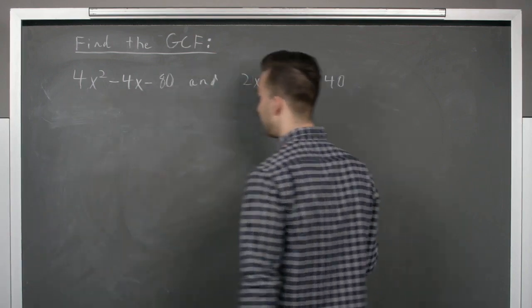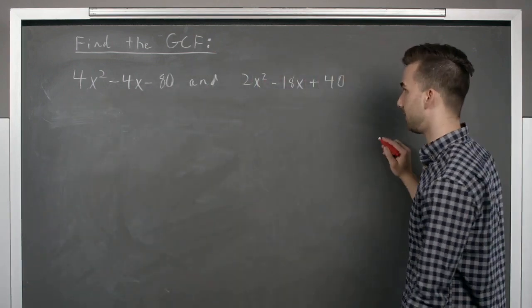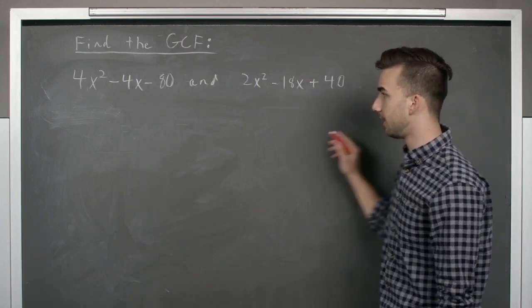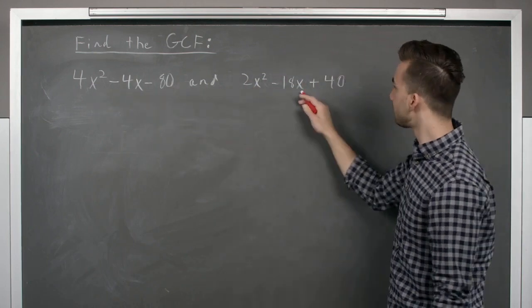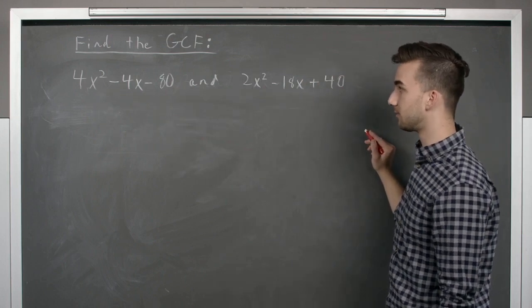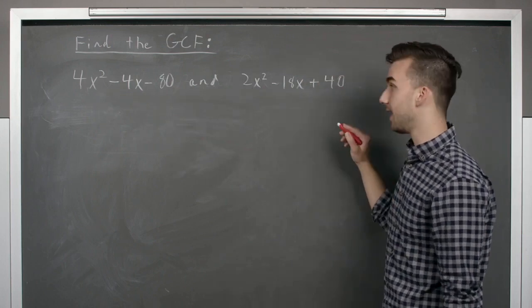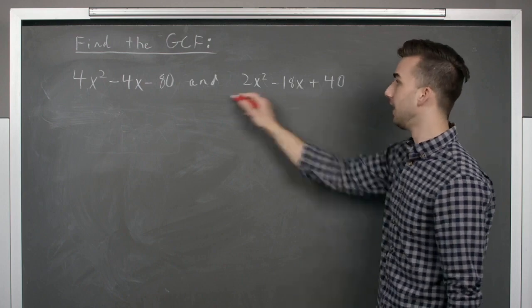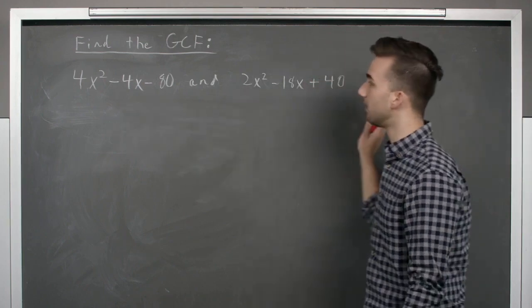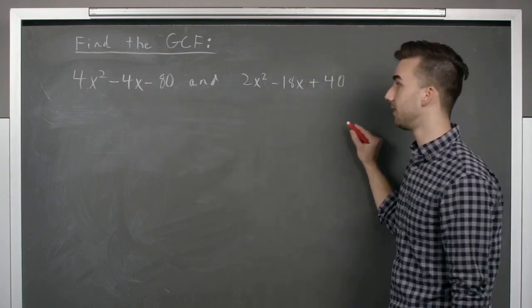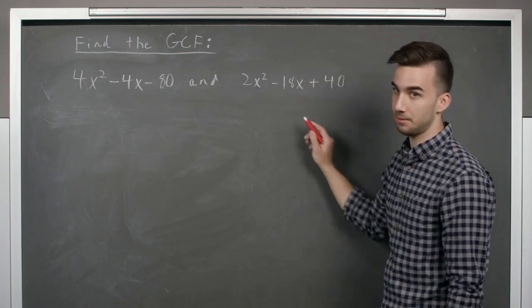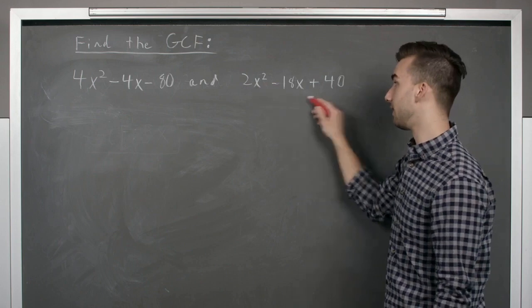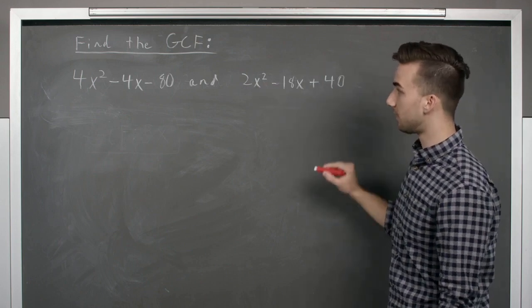So what we're trying to do when we find the greatest common factor is find something that is a factor of every single term. So how we do that is we take each variable and each number in all of the terms and we find the lowest amount of that, because anything bigger than the lowest amount we cannot factor out. So let's start with our numbers.